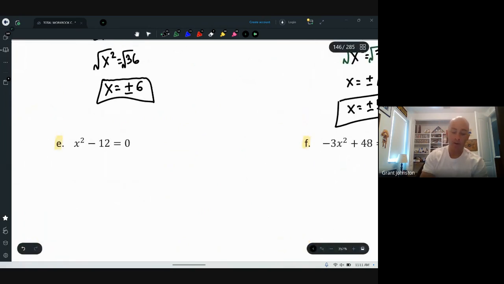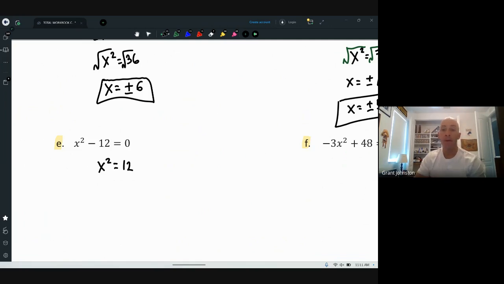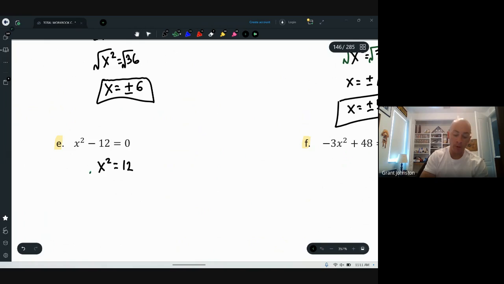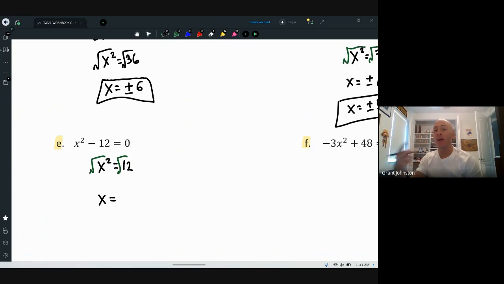E. Add 12 to both sides. I get x to the second power equals 12. Then I have nothing to divide by. There's no coefficient on the x squared, so now I can take the square root. And again, the square root of 12 is not a rational number.